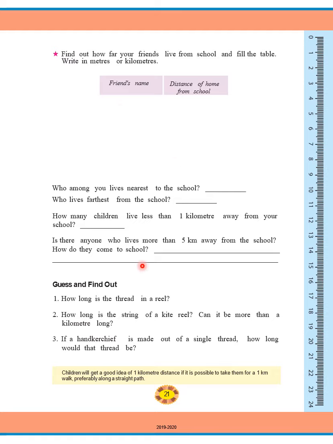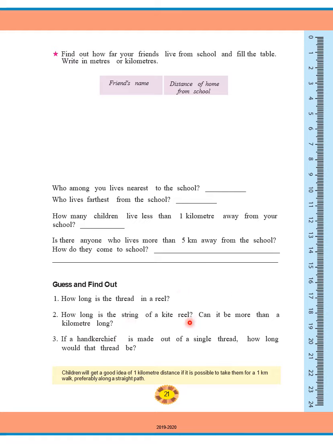And how do they come to school? Usually the children who live more than 5 kilometers away come by bus or their private vehicles. And the last is guess and find out, and you will find it from your own observation also.